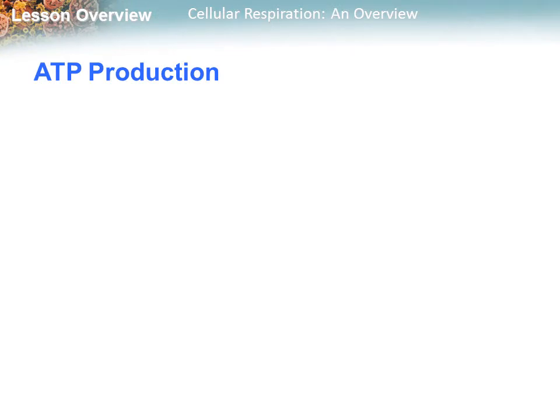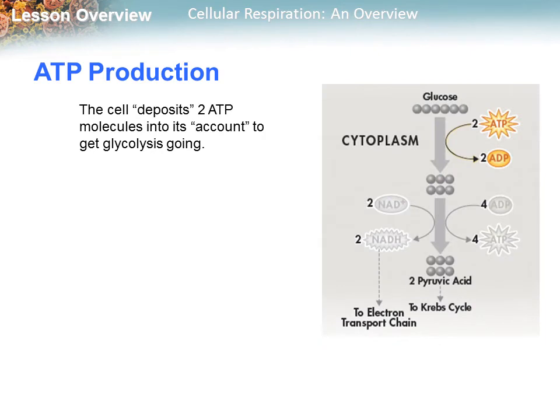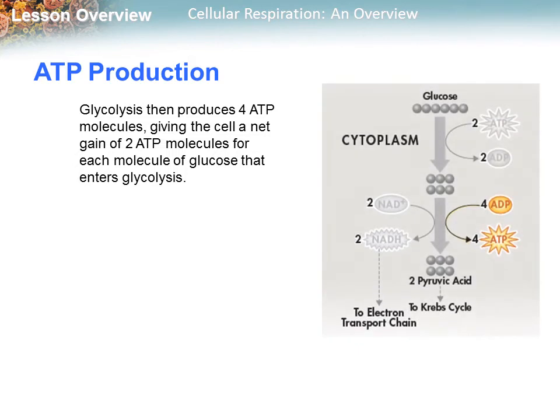Well, now let's see the ATP production. So the cell deposits 2 ATP molecules into its account to get glycolysis going. And glycolysis then produces 4 ATP molecules, giving the cell a net gain of 2 ATP molecules for each molecule of glucose that enters glycolysis.